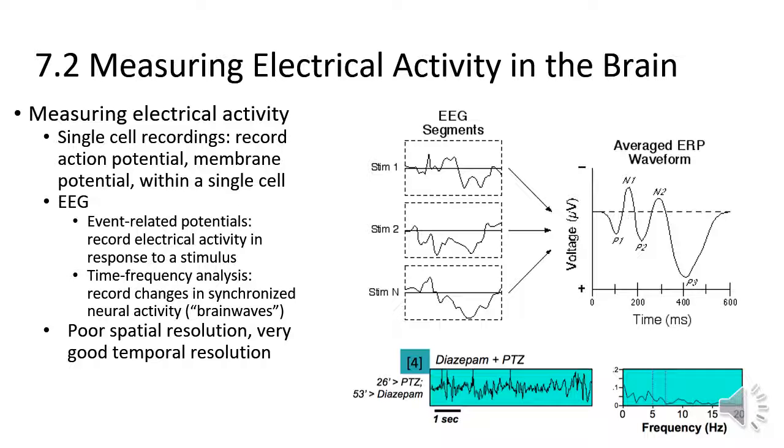There's another type of analysis of EEG that's a little more recent. It's called time frequency analysis, and this records changes in synchronized neural activity in the brain. So sometimes brain areas create action potentials. All the neurons in the brain areas create action potentials together, and when you talk about brain waves, that's more what people are talking about. So synchronized neural activity.